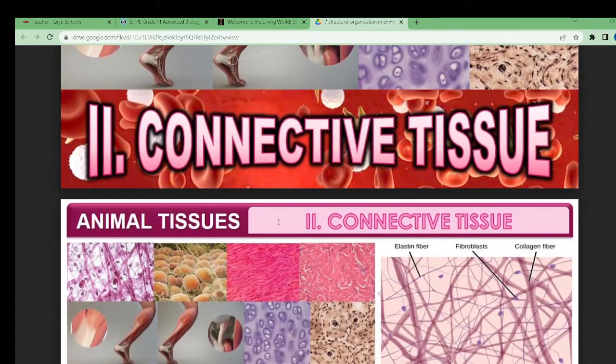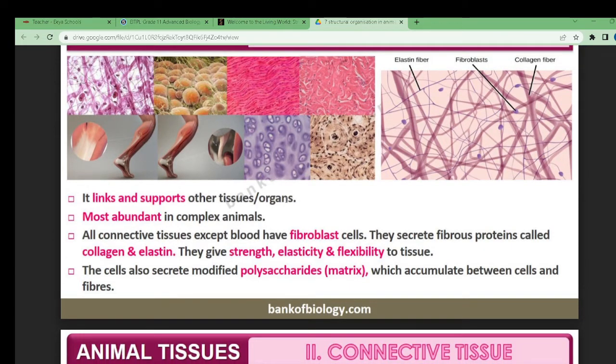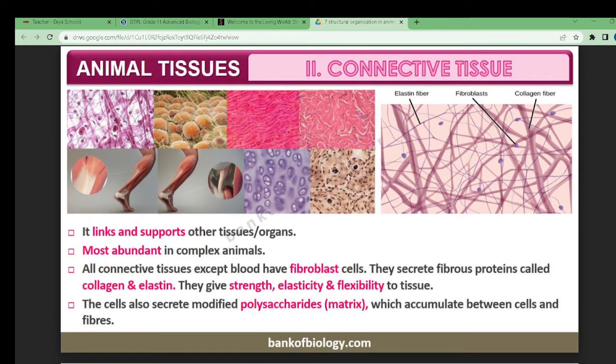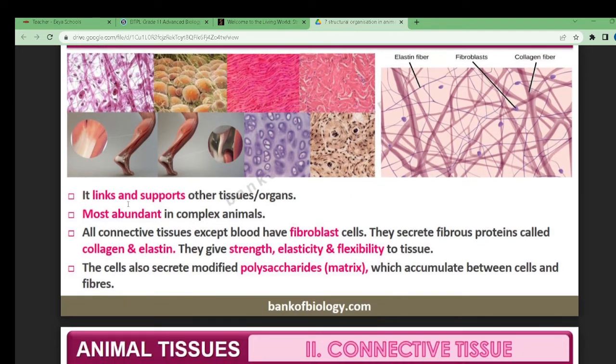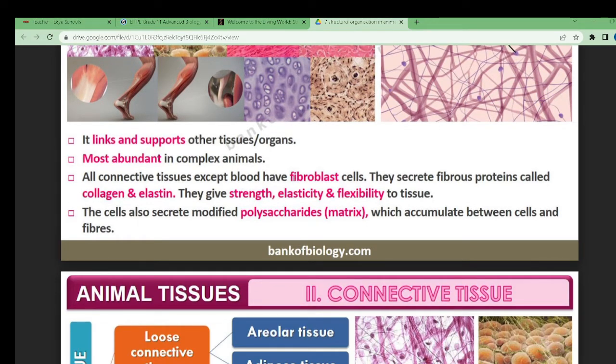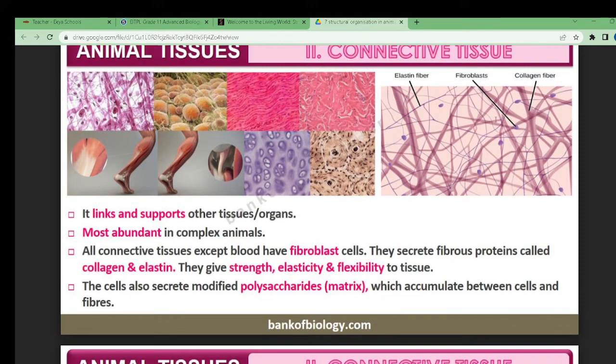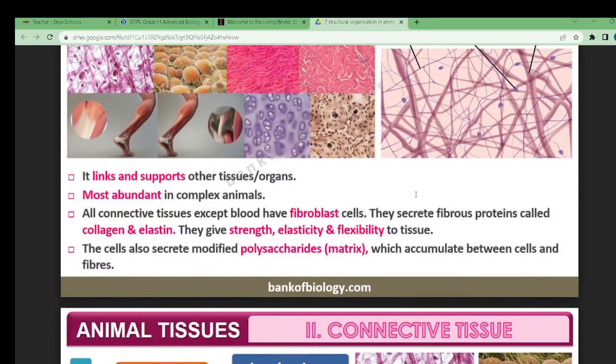Now we'll see the connective tissue. Connective tissue links and supports other tissues and organs. Elastin fibers are there, fibroblasts are there, and collagen fibers are there. They are most abundant in complex animals. All connective tissues except blood have fibroblast cells. All the connective tissues have fibroblasts, this rounded structure, but blood doesn't have them.